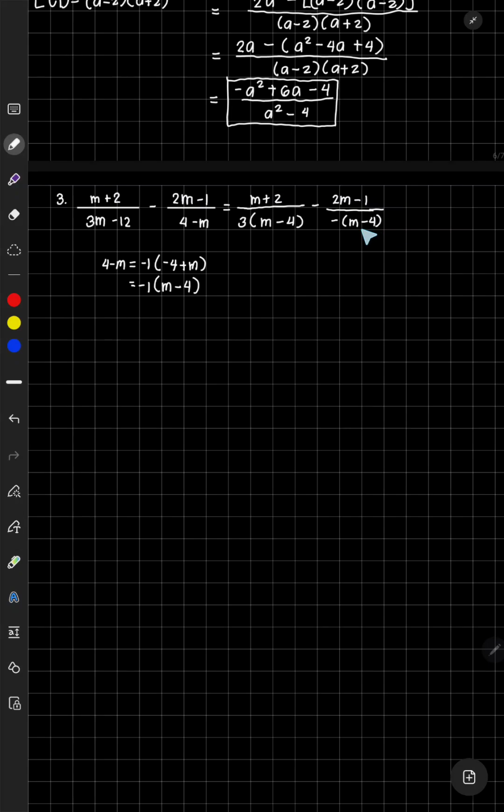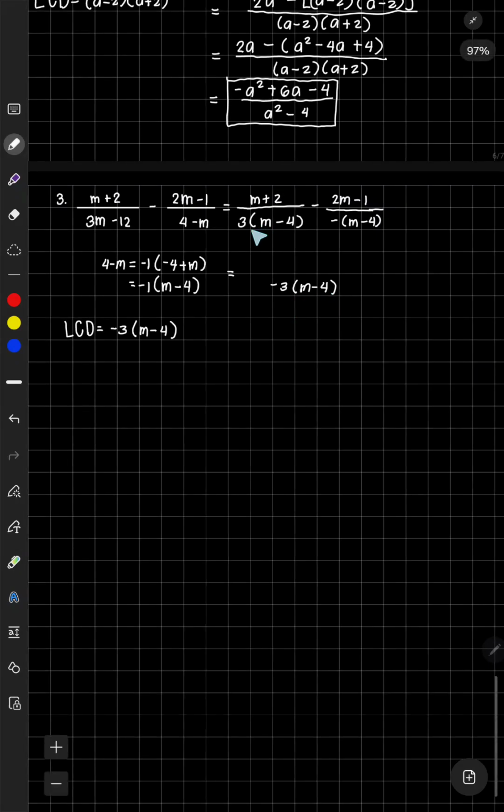So as you can see, we have the same m minus 4 here and m minus 4. So therefore, we can conclude that the least common denominator for this problem would be the negative of 3. So negative 3, then copy, multiplied by m minus 4. So that would be the LCD for this problem. So we have negative 3 multiplied by m minus 4. So negative 3 multiplied by m minus 4 divided by 3 times m minus 4 would be negative 1, and then multiply that with the numerator.